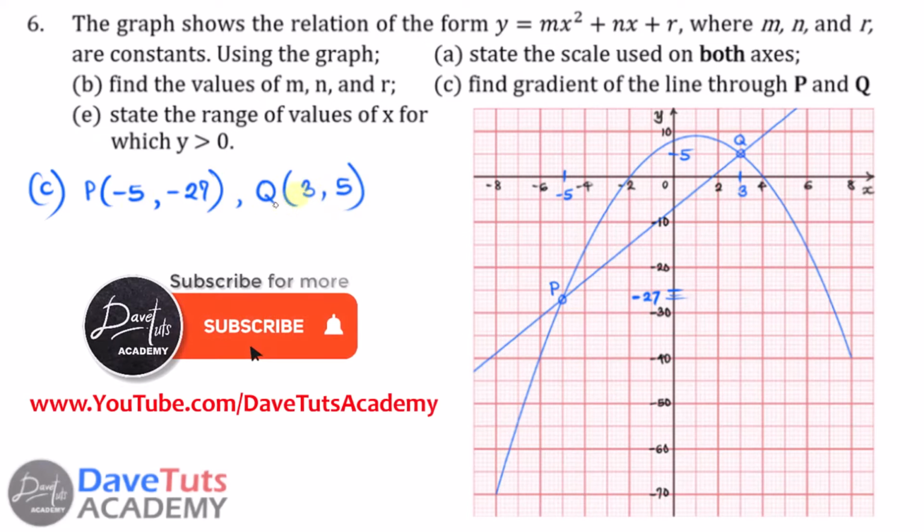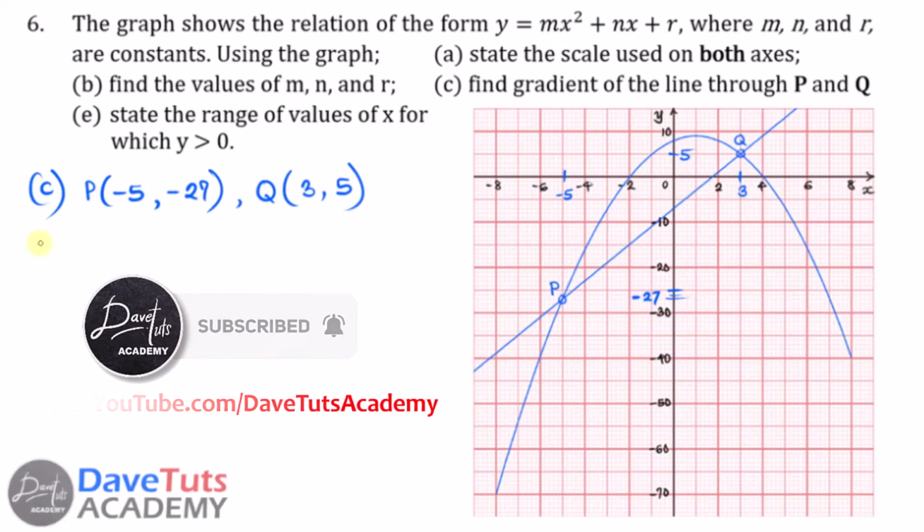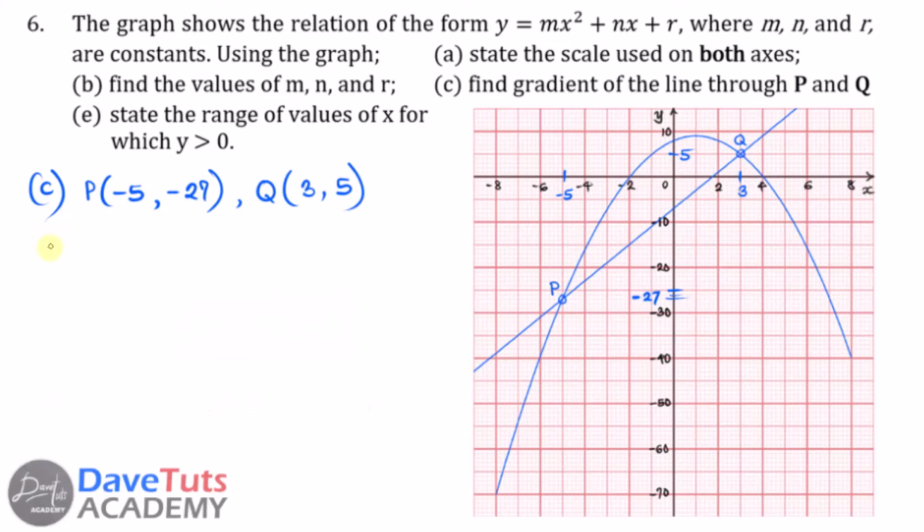So it is the gradient for the line through these 2 points that we are actually looking for, and we can say that the gradient of the line PQ is generally given as the difference in the y-axis over the difference in the x-axis. Now you can take any one as your 2, you can take any one as your 1, you just need to be consistent. Okay, so for me, I want to take Q as 2 because we are moving from P to Q, from the negative to the positive axis.